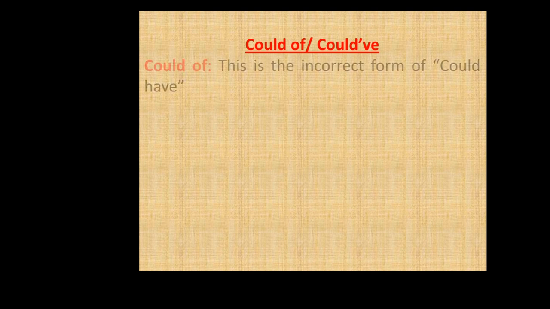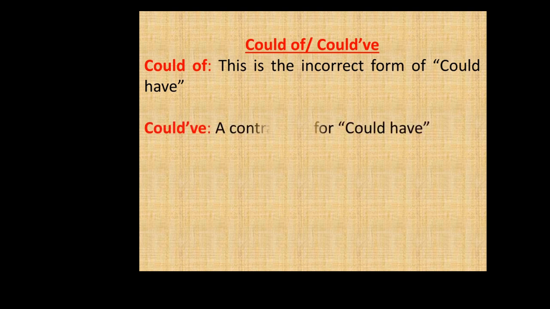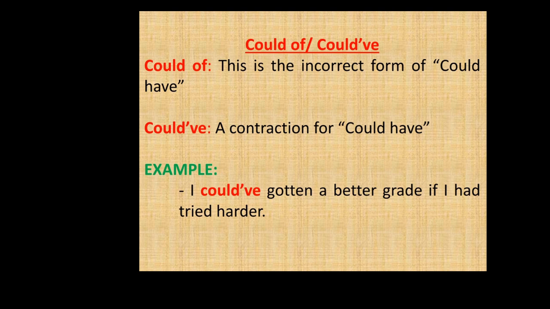We have could of and could have. In English, could of is incorrect. We don't have could of, but we have could have. And could have is followed by the past participle of the verb. This is a common mistake, take care of it. With all the modal verbs, we don't use of after them. So it's wrong to say would of, will of, could of, might of, but we can use have after them and then the past participle. So these are the examples. Look at the example here.